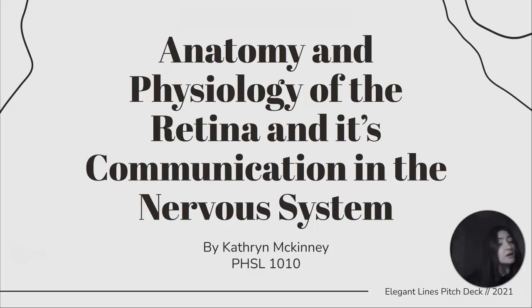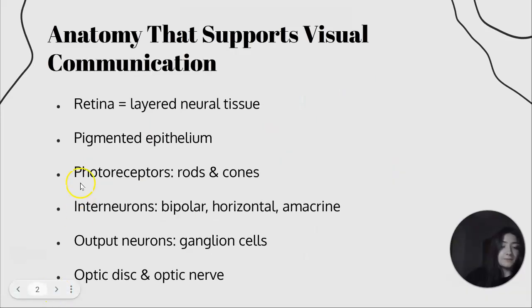I'll explain how light enters the eye, how the retina converts light into electrical signals, and how those signals are then transmitted and refined through neural pathways to create what we call vision. So this first slide focuses specifically on the anatomy of the retina and how each layer contributes to the communication in the sensory nervous system.